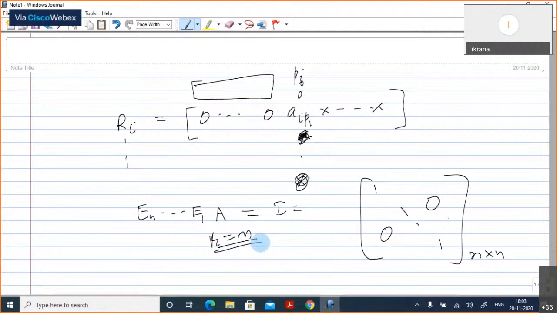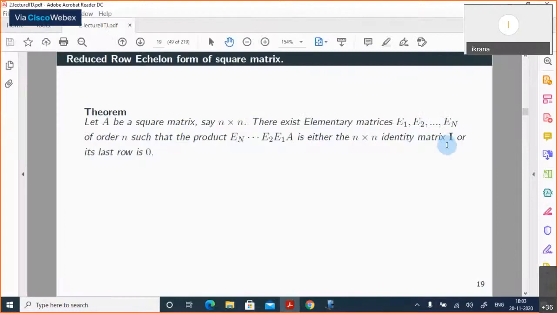If not, if it is not identity, then what will happen? This will not be 1, somewhere a 0 will be coming. There will be a 0 row coming if it is not identity. Okay, so that is what we are saying, that either it is identity or there is a last row which is 0.